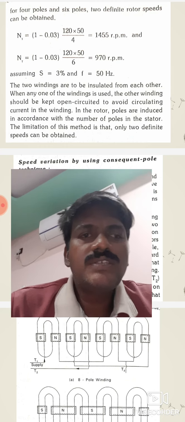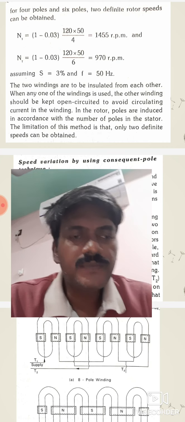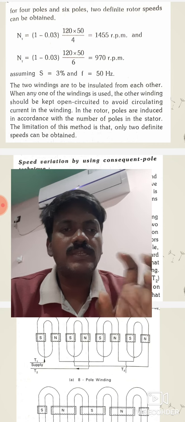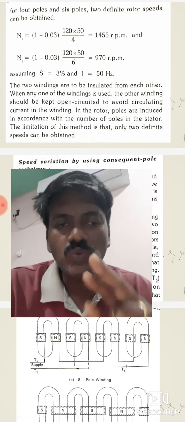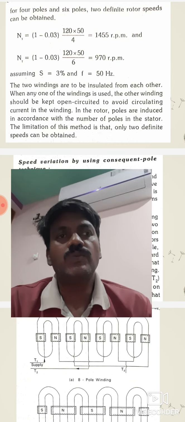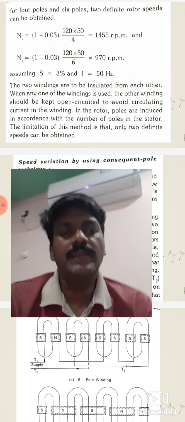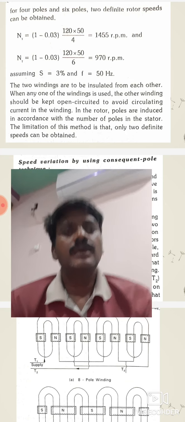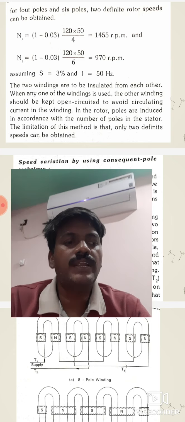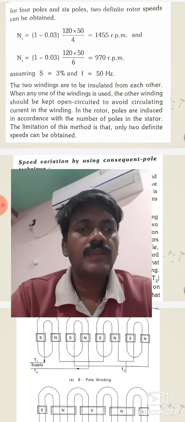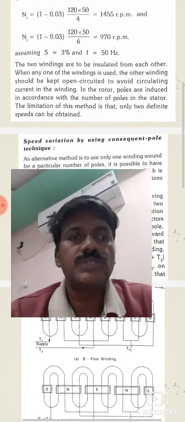The limitation of this method is that only two definite speeds can be obtained. That means we won't get a smooth variation of speed, or we won't get a very large variation of speed. Only two speeds. One speed is 1455, another speed is equal to 970 rpm. That is the main drawback of using two different windings, or by changing the number of poles.